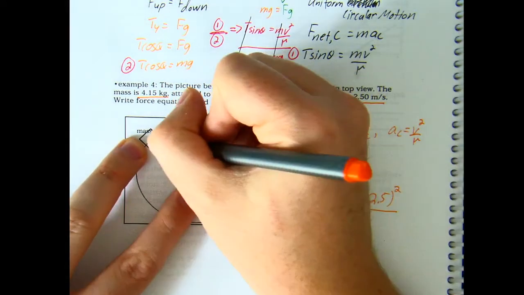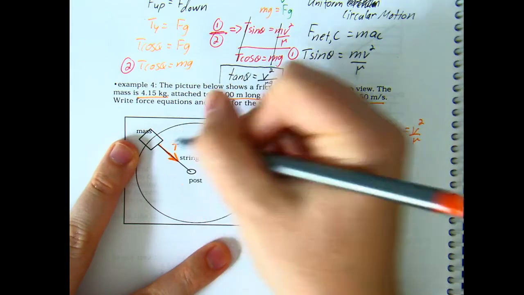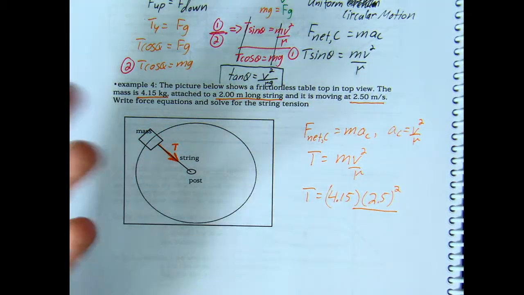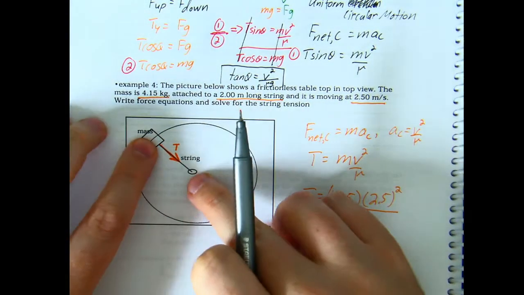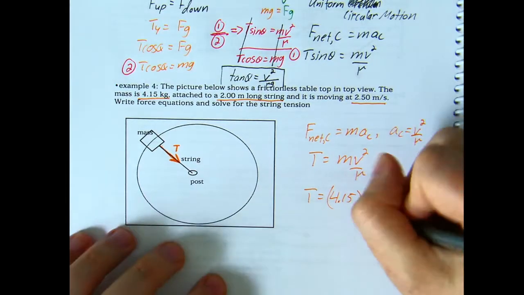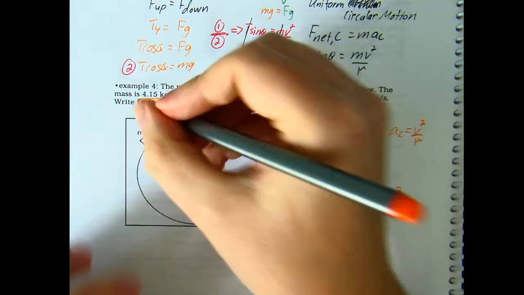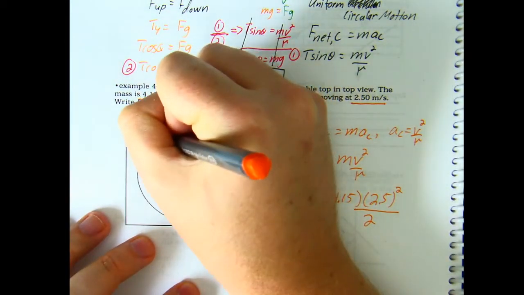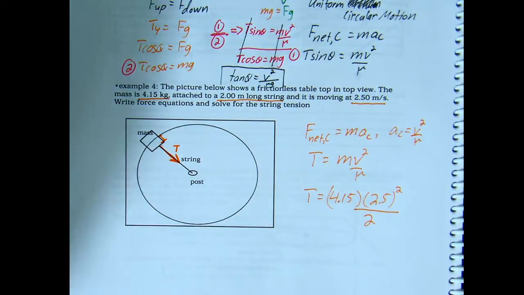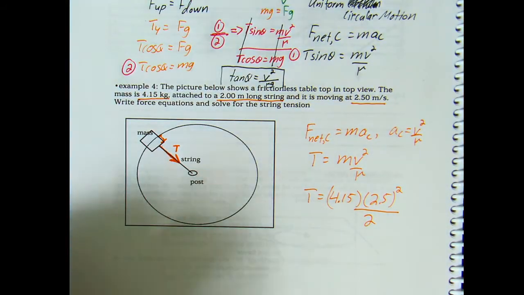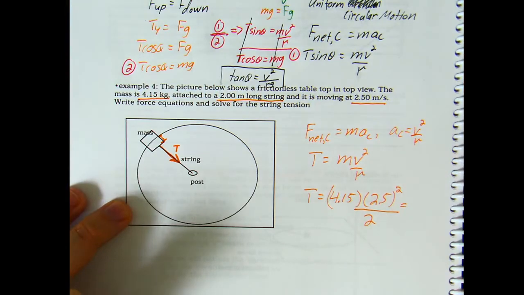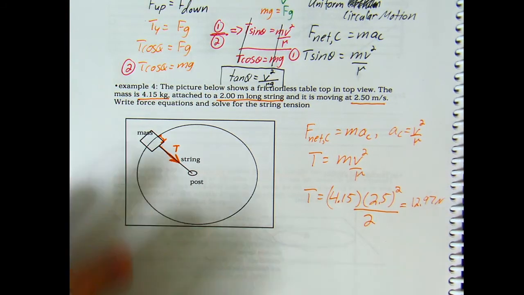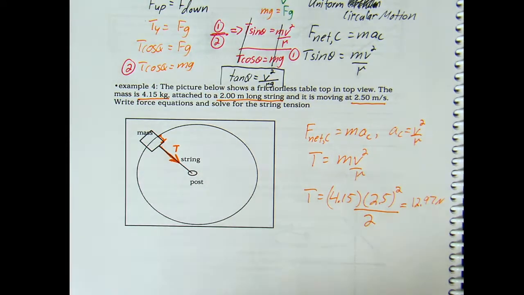So the circle has to be 2 meters, or sorry, it's a 2 meter long string. So the radius of the circle has to be 2 meters. That's ignoring this little part of the distance right here. So if we solve that, we can see that the tension in the string is 12.97 newtons. That's how we go about approaching something like that.